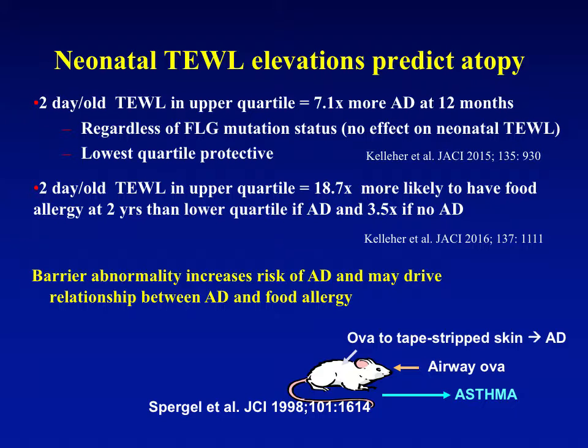This is not food sensitivity. This is documented food allergy. And if you don't have atopic dermatitis, it still gives you a 3.5-fold increased risk of having food allergy just by having that abnormality in your barrier function. And that suggests that the barrier abnormality, that early barrier abnormality, is very connected with the increased risk of atopic dermatitis, and may also drive a relationship between atopic dermatitis and food allergy.